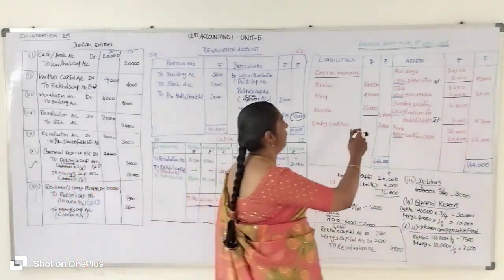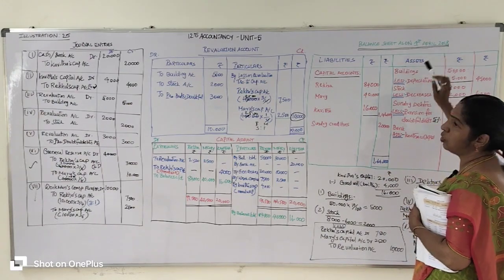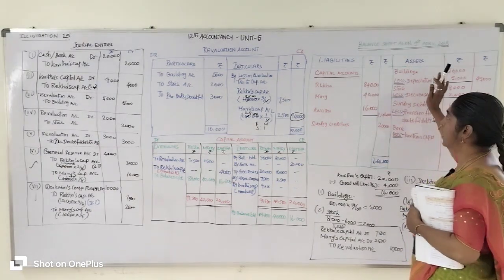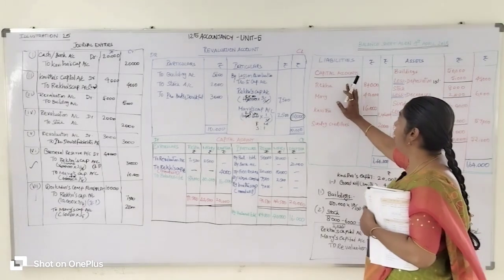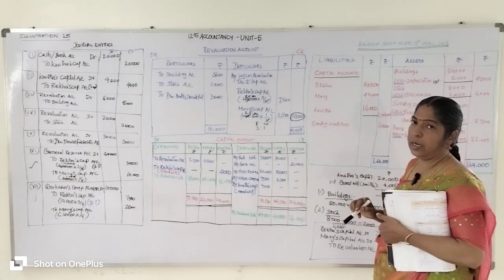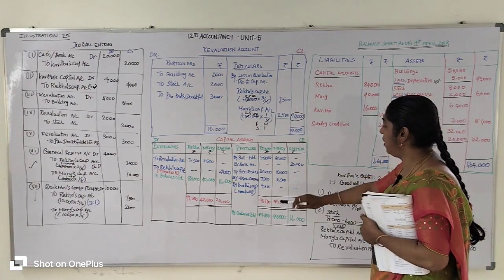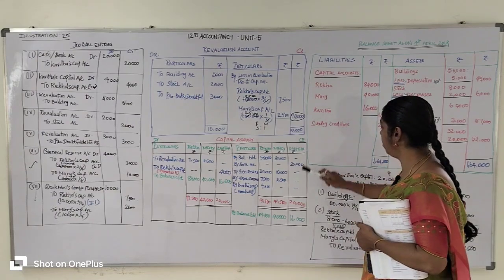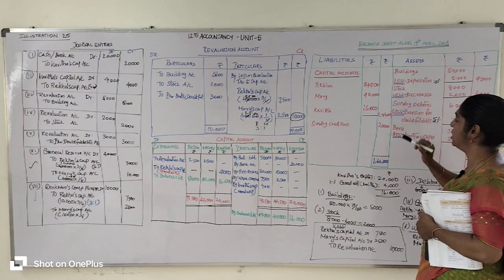Now we are going to prepare the balance sheet. The heading is balance sheet as on the 1st April 2018. There are two sides, the liability side and the asset side. Always start with the liability side. It will be easy for you. On the liability side, the first item is always the capital account. Who are the partners? Rekha, Mary and Kavita. Rekha's capital value is 84,000 rupees, Mary's capital value is 40,000 rupees and Kavita's capital value is 16,000 rupees. The total capital amount is 1,46,000 rupees.